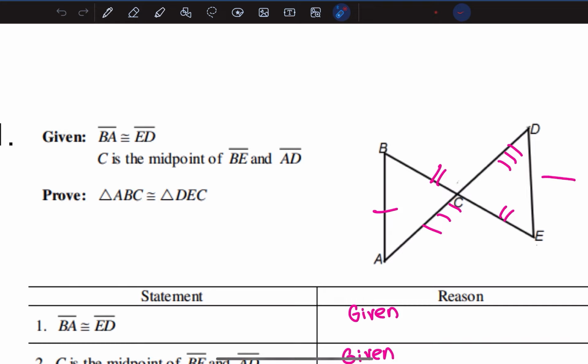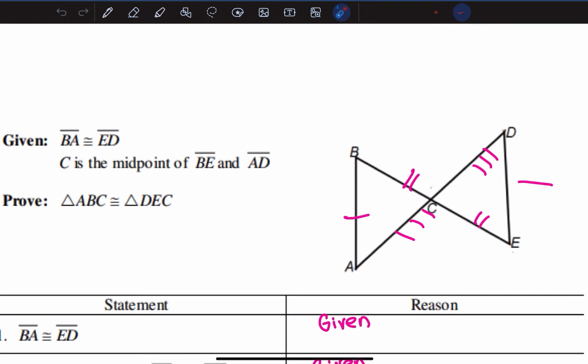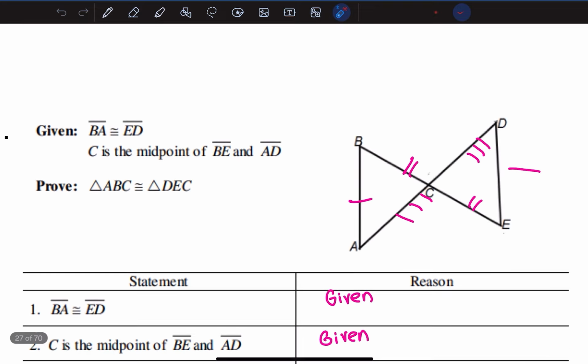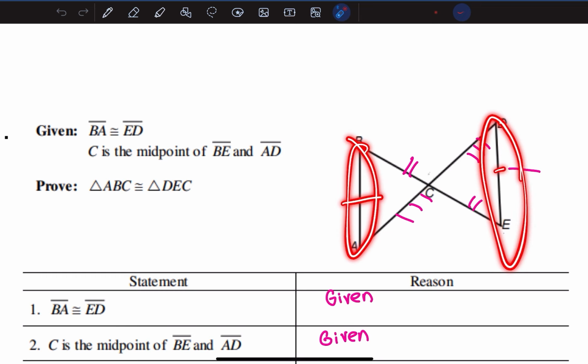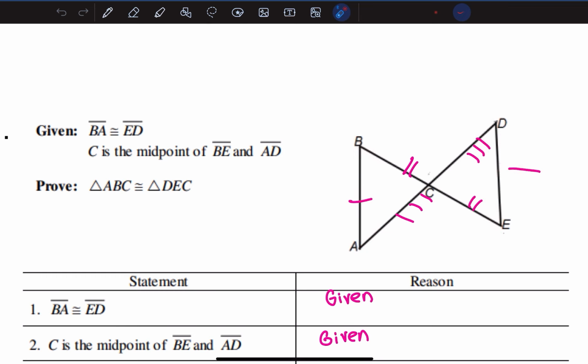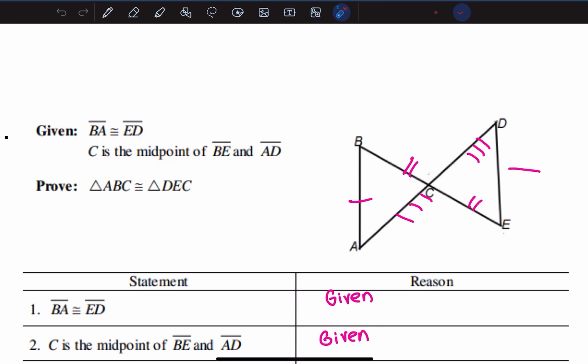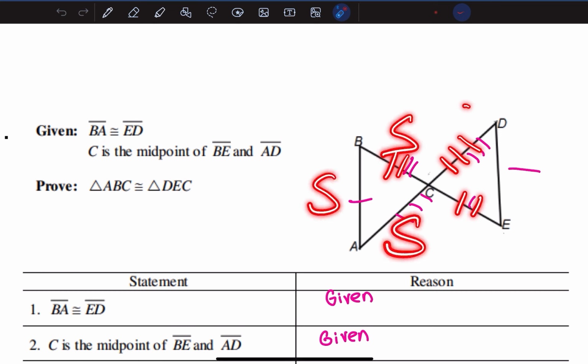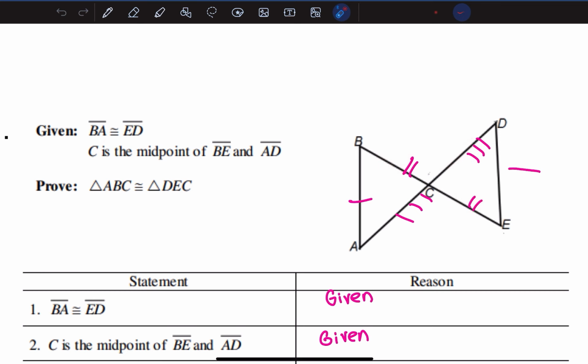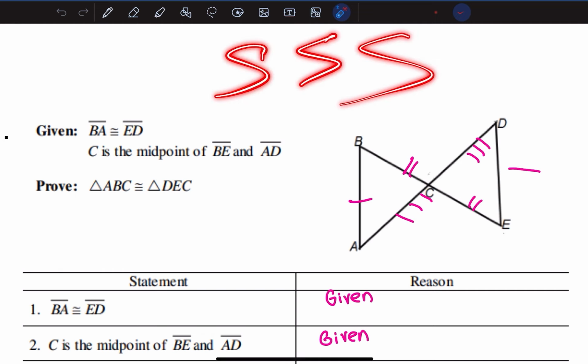So now we're going to do some more practice. So we are given BA is congruent to ED. So I marked that right away. We know we have two congruent sides. C is the midpoint of both BE and AD. So because C is the midpoint of both, I know that I have two sets of congruent sides. So right away I can see that I know that all three sides are congruent. So I'm going to use side, side, side.